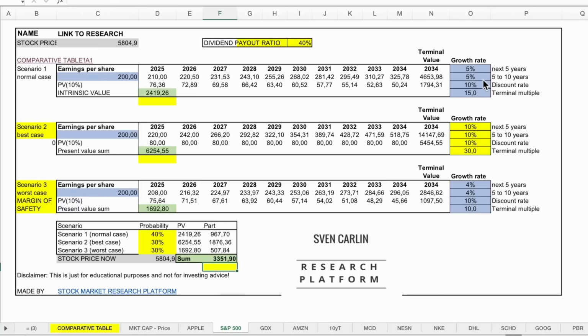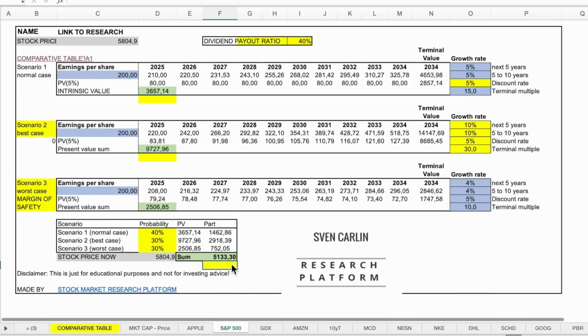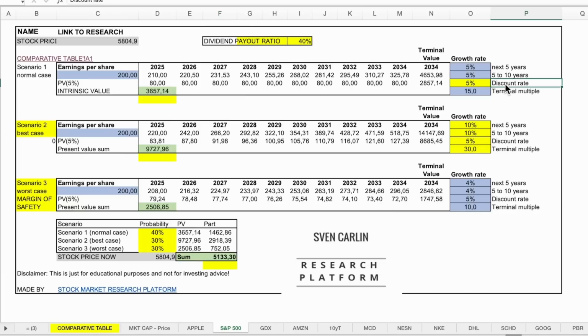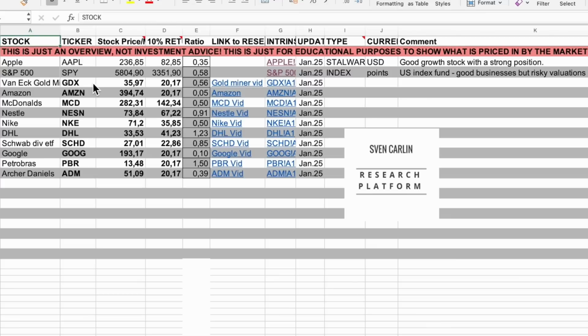3,351. Of course, if I change the discount rate here from 10 to 5%, then we are immediately at 5,000 points for a fair value of the S&P if you expect a 5% return going forward. But let me put to 10. Let's go to the comparative table. S&P 500, and it is better than Apple because of the lower P/E ratio for similar likely growth, but still overvalued.